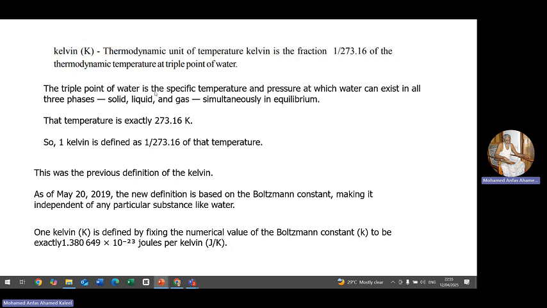So for example, you can remember this: the Kelvin is the thermodynamic unit of temperature. Kelvin is the fraction 1 over 273.16 of the thermodynamic temperature at the triple point of water. That is the definition of the Kelvin.